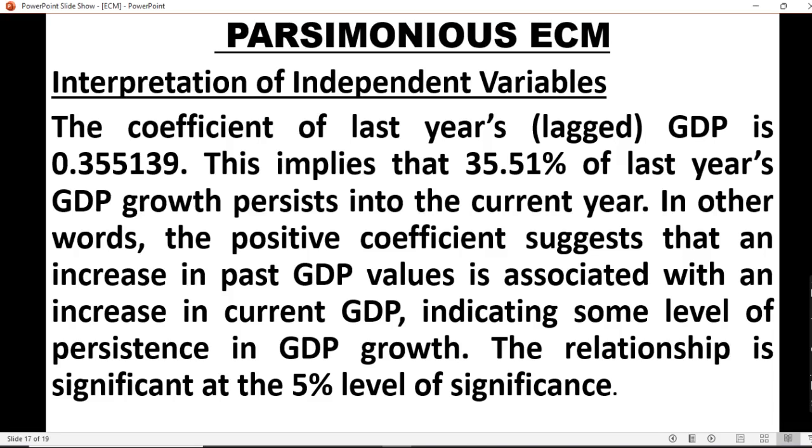So, what about the independent variables? Now, the coefficient of last year's GDP is 0.355139. This implies that 35.51% of last year's GDP growth persists into the current year. In other words, the positive coefficient suggests that an increase in past GDP values is associated with an increase in current GDP, indicating some level of persistence in GDP growth. The relationship is significant at a 5% level of significance.